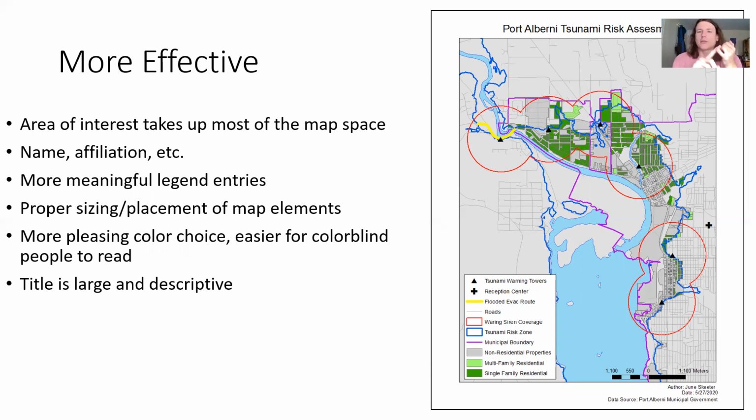So I'm not saying that you can't put red and green on the same map, but what I'm saying is you need to be cognizant of how some people might have a difficult time distinguishing between it if it's in a situation where the differences between the colors are important. On this map, they can still tell that there's lines representing the buffers around the warning towers, and they can still see the shades representing the zoning types. And lastly, the title is large and descriptive. So it lets us know quickly and concisely what we're looking at and what the map is about.